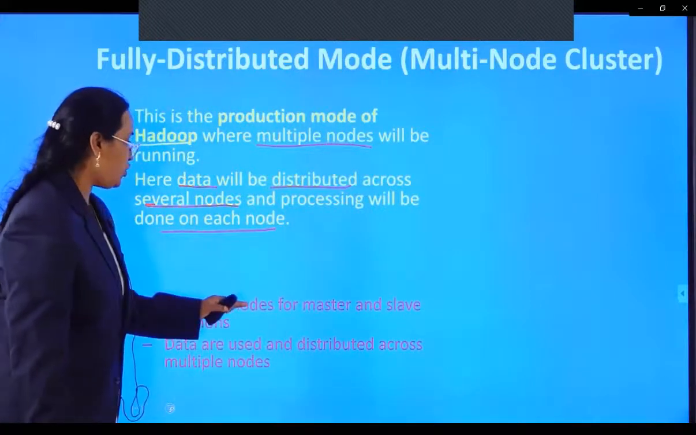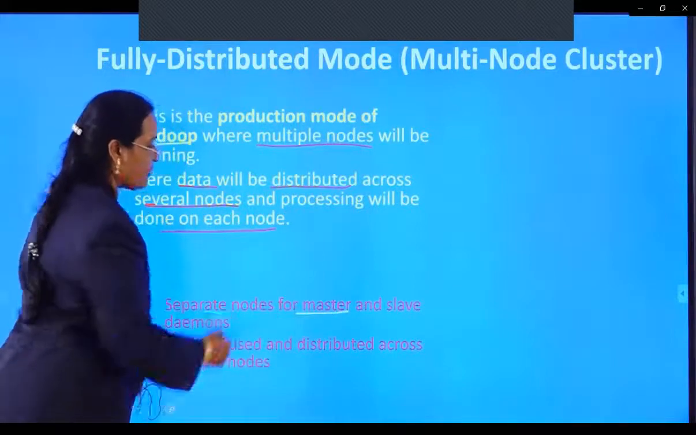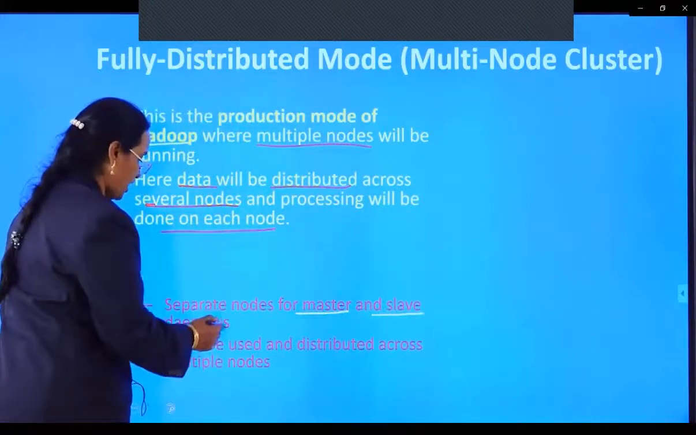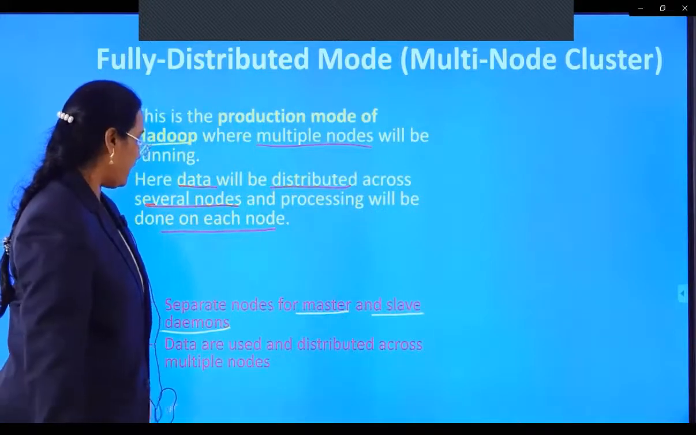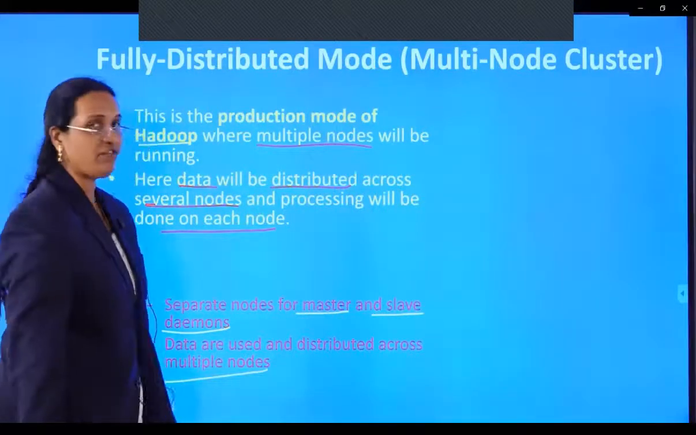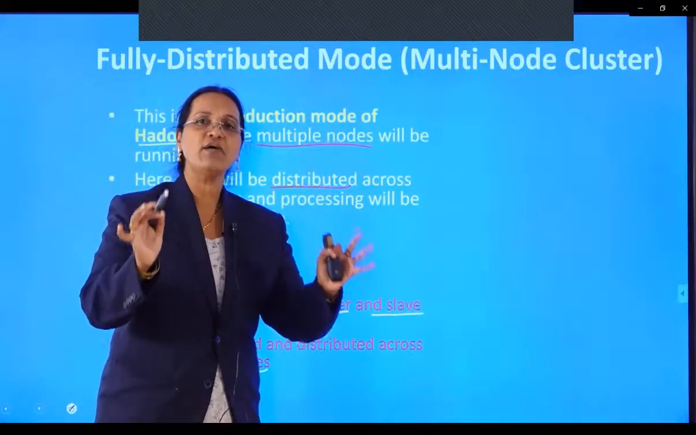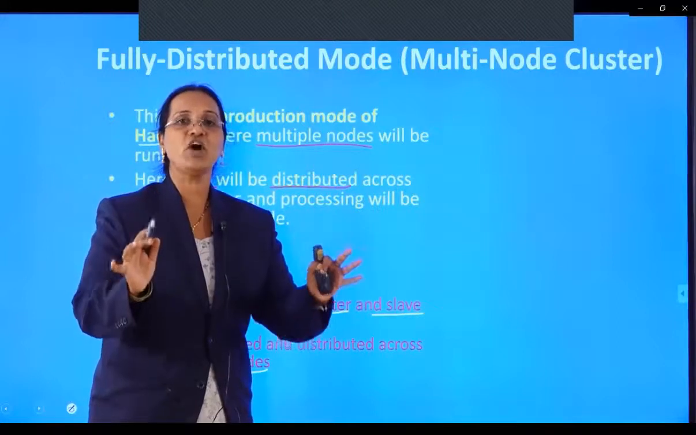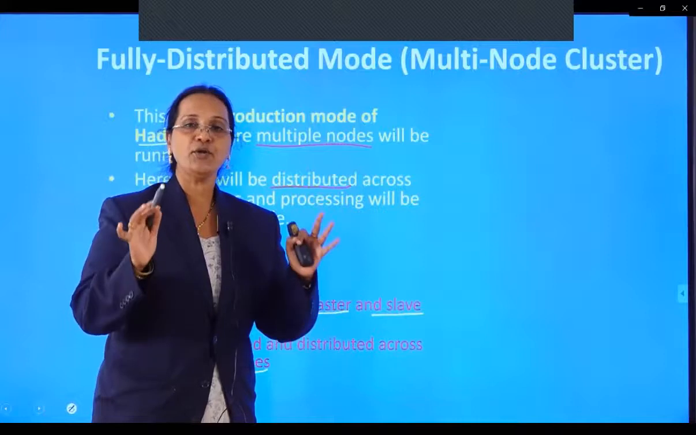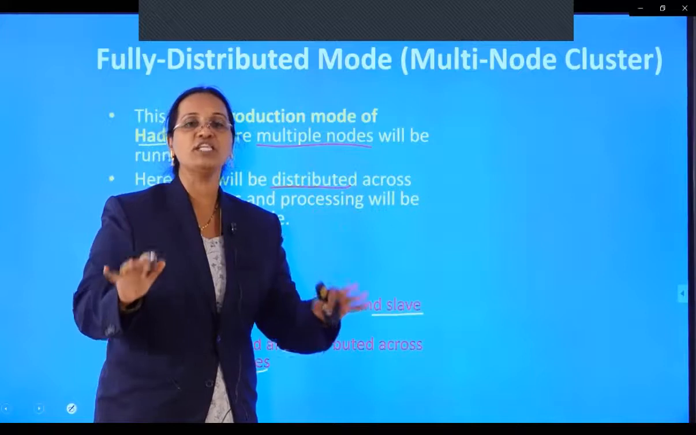So separate nodes for master will be there. There will be a separate node for the master, and separate nodes of slaves will be there along with the daemons. And data is distributed across multiple nodes. That is the basic feature of the fully distributed mode. So if you really want to see the power of Hadoop and the processing of big data analytics, it will be very good to establish and to execute a replication on a full cluster, then you can see the original potentiality of Hadoop.